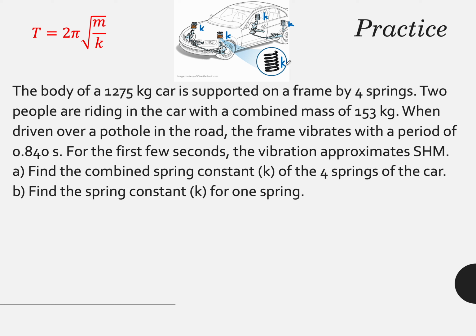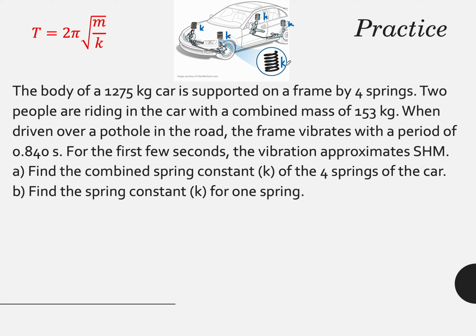So let's take a look at this one. A body of a 1,275 kilogram car is supported on a frame by those 4 springs. 2 people are riding in the car with a combined mass of that. When driven over a pothole in the road, the frame vibrates with a period of 0.84 seconds. For the first few seconds, the vibration approximates simple harmonic motion. A, find the combined spring constant of the 4 springs of the car. B, find the spring constant for just one spring.